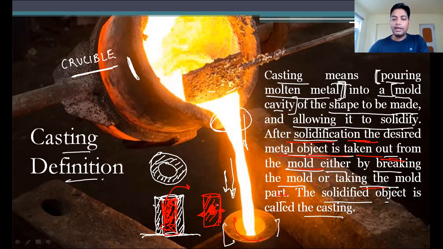So this is the semi-solid or solidified object. We are calling this red one a casting, or casted product we can say. So this is basically the definition of that.